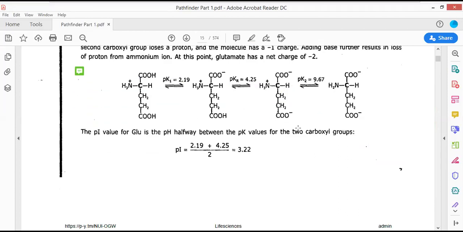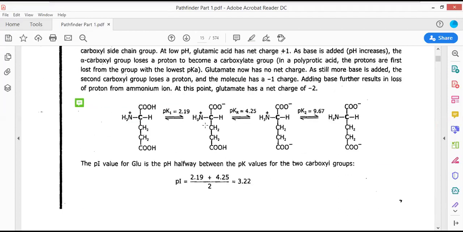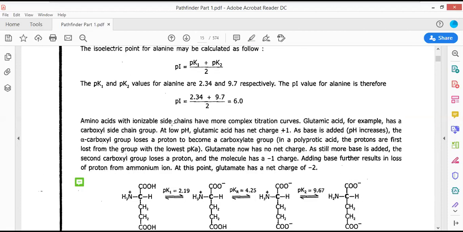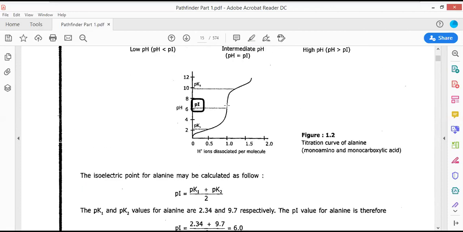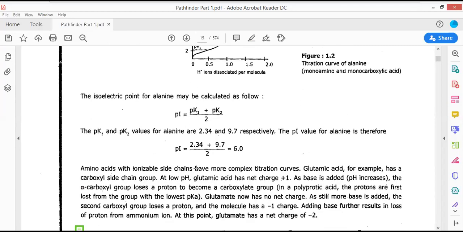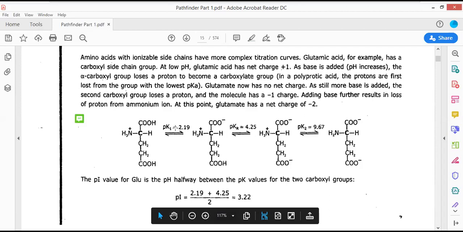Now see this. This is how the reaction takes place. Now in this reaction, what are you going to find? In this reaction, there would be 3 different peaks. Now see this. There are two different peaks that you can find in this particular reaction, but here there would be pK1, pKr, pK2.